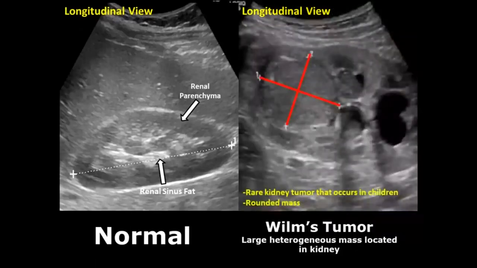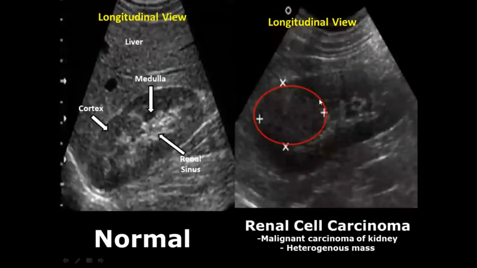Wilms tumor is a rare kidney tumor that occurs in children. Here we can see a large heterogeneous mass located in the upper pole of the kidney. Renal cell carcinoma is a malignant condition of the kidney. Here we can see a heterogeneous mass in the upper pole of the right kidney in the longitudinal view.